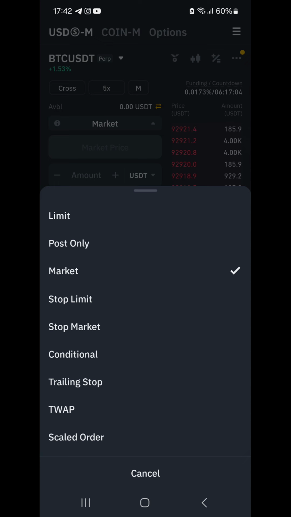Now, a limit order is an order to buy or sell at a specific price or better. It gives you control over the price at which your order is executed. For example, if Bitcoin is trading at 30,000 but you want to buy at 29,500, you set a limit order. Your order will only execute when the price reaches 29,500 or lower.